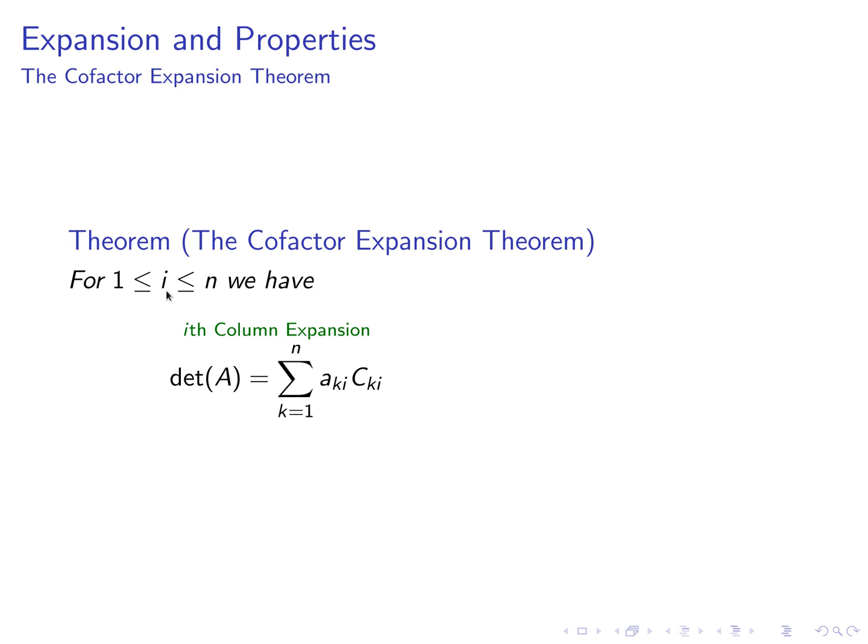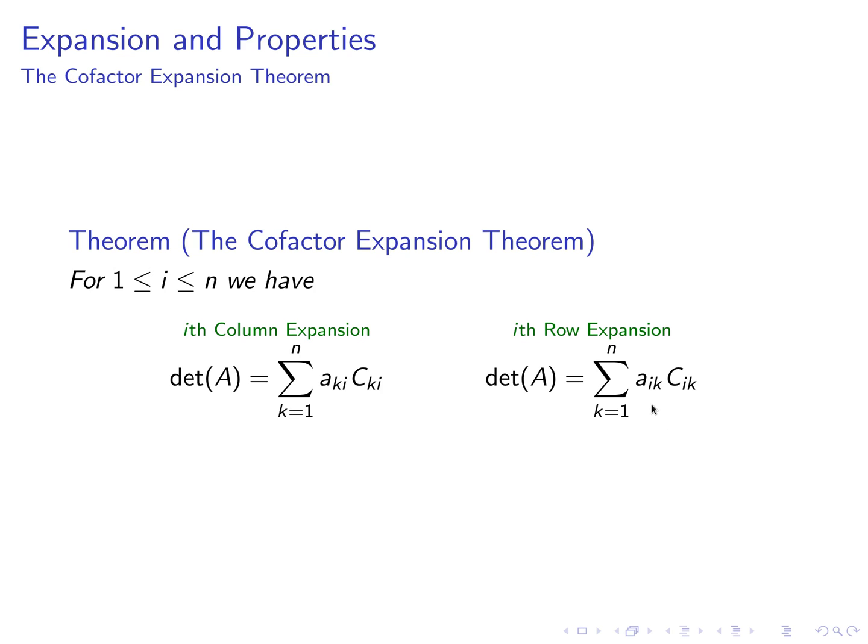Let's fix a value of i between 1 and n. For the ith column expansion, the value of i represents the column we will utilize. The cofactor expansion theorem says one way to calculate the determinant is to sum from k equals 1 to n, take the ki entry in the matrix, that's the kth entry in the ith column, and then scale by the ki cofactor. It turns out that when we add all of these terms up, we always produce the determinant of our matrix.